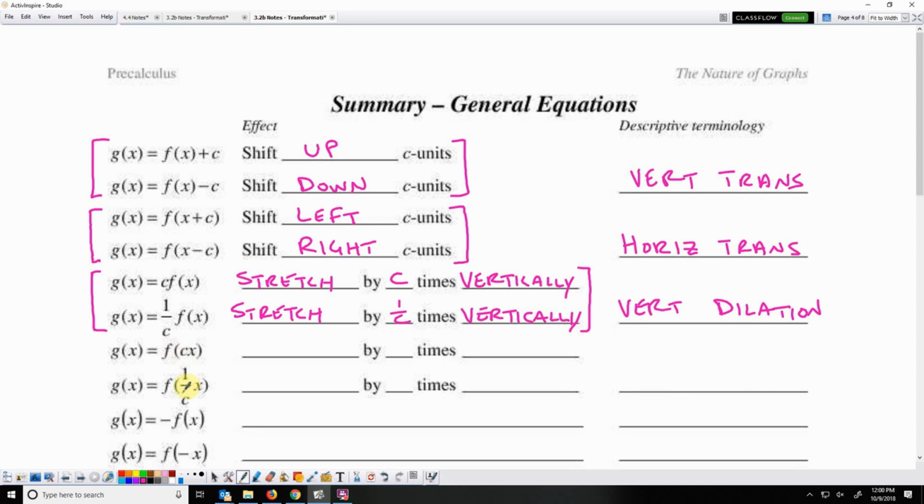Then we move that multiplication inside. Now this one, by the way, let's go back here. I said we're going to stretch 1 over c, but when we're doing this by a fraction like that, by a reciprocal, what we're actually doing is shrinking. So here, when I multiply by c inside, I'm going to shrink by the reciprocal, 1 over c times, and this is horizontally.